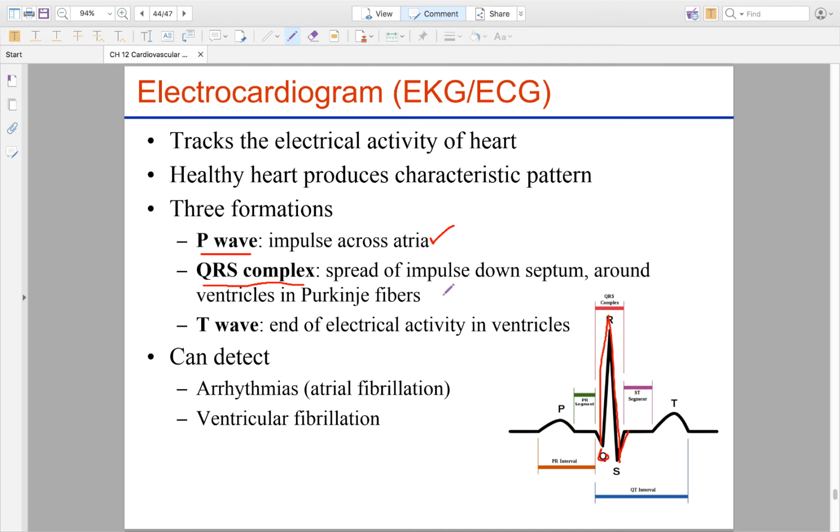And then finally, at the end of electrical activity in the ventricles, we'll see this last T wave. Okay, and then it'll repeat again. So a perfectly healthy heart should make this exact pattern over and over and over on the EKG. And if it doesn't, well, then that allows doctors and health professionals to detect atrial fibrillation, ventricular fibrillation, issues with the heart, which are incredibly, incredibly dangerous.